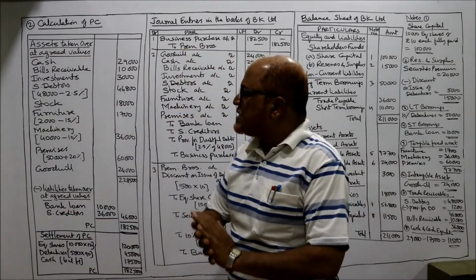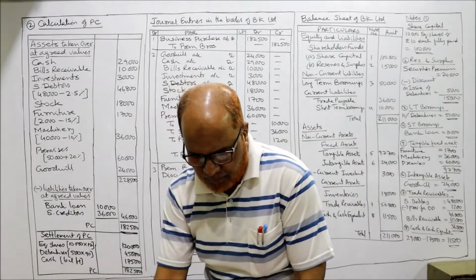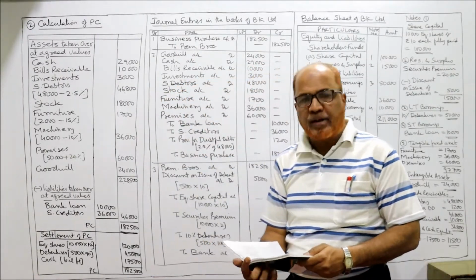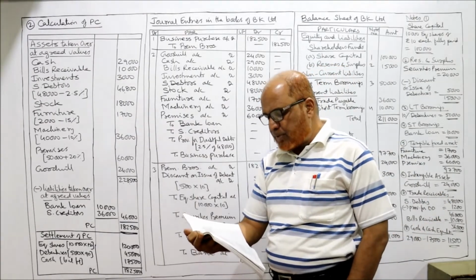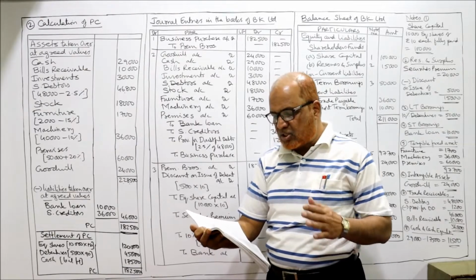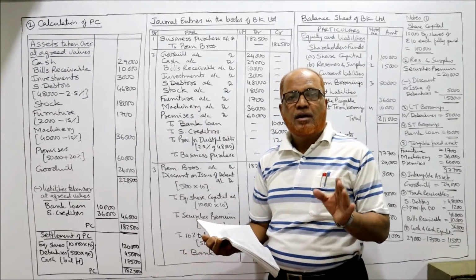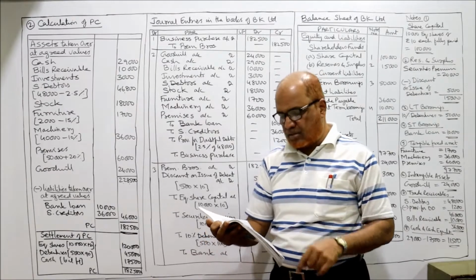Come on students, now we'll start the second problem. One main long problem we have already done. Now I'm reading out the second main problem. See the problem carefully. BK Limited, registered with a capital of rupees 10 lakh in equity shares of 10 each, acquired the business of Prem Brothers. Company BK Limited is acquiring the business of Prem Brothers.